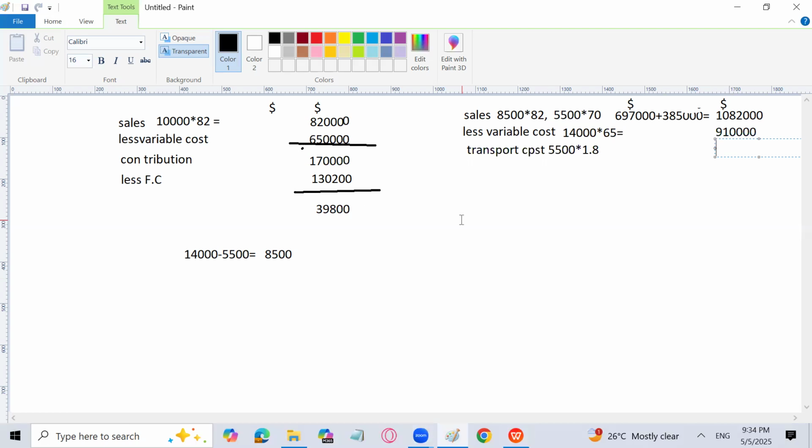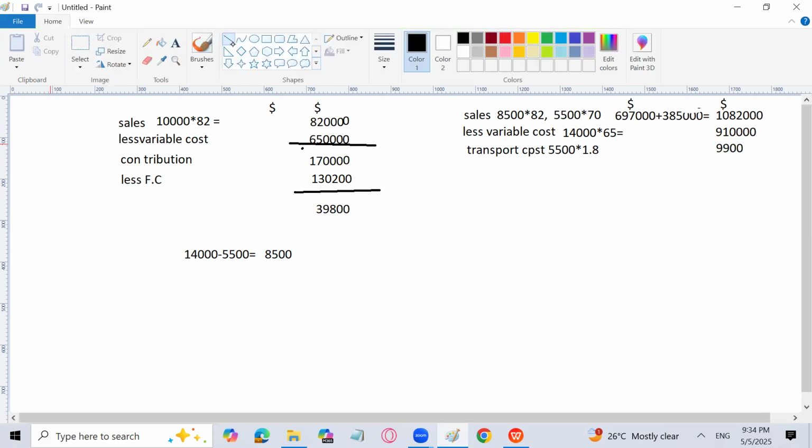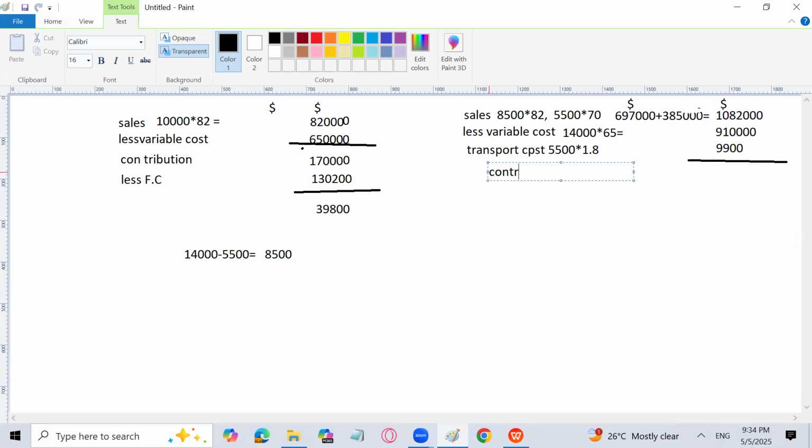What will it come to? 9,900. 9,900. Now I can subtract from sales the variable cost and the transport cost to get the contribution from option 2. 162,100.